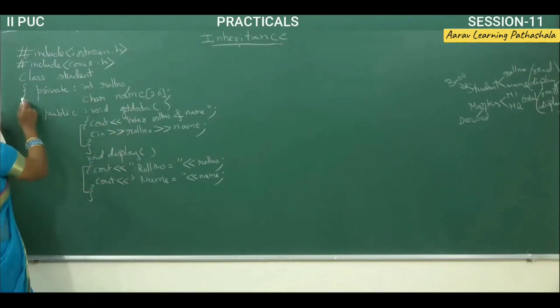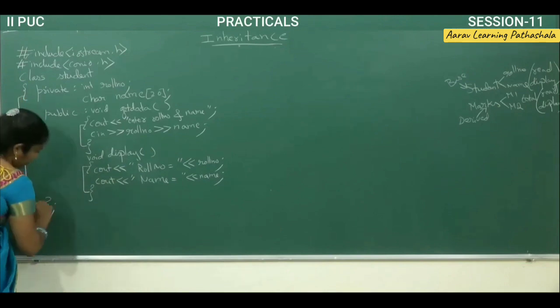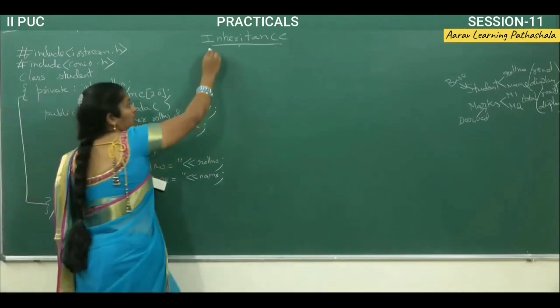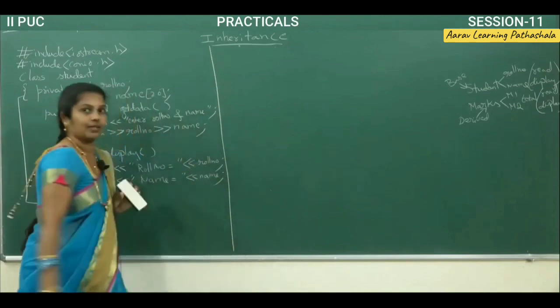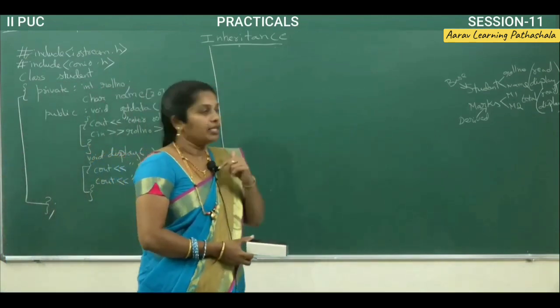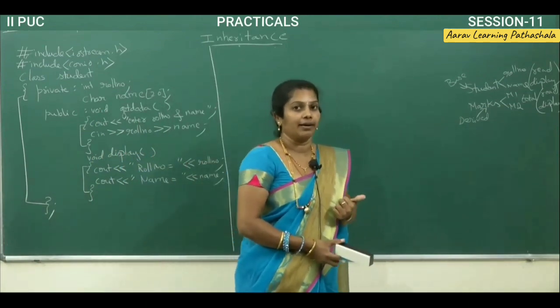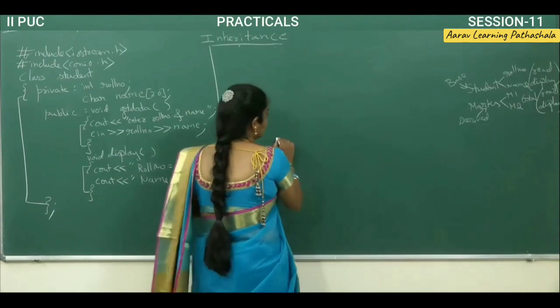Then what is the next thing? Here I opened the class, and here I close it. This is your base class. Next I am going to write the derived class. Which derived class should I write? I should write marks. I have already explained the syntax. First, how to write the syntax?